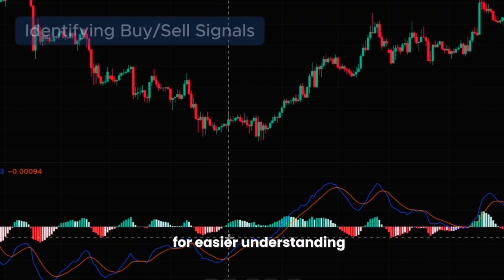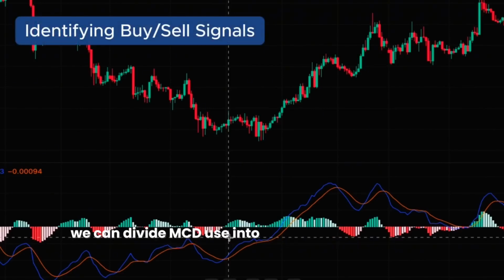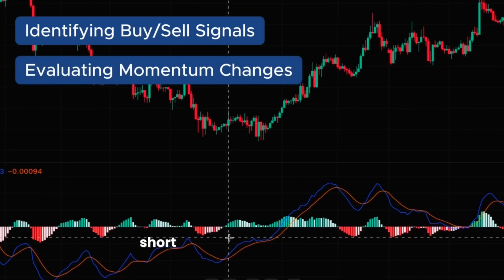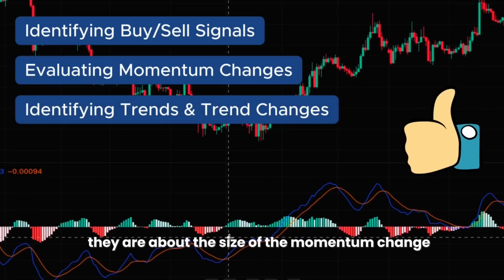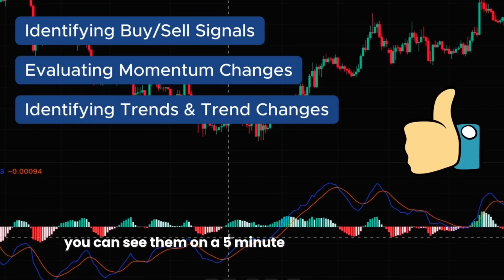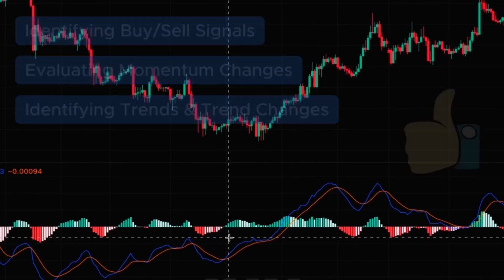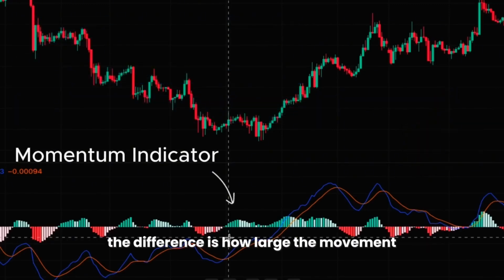For easier understanding, we can divide MACD use into three types of momentum changes: short-term, mid-term, and long-term. These are not about the chart time frame. They are about the size of the momentum change. You can see them on a 5-minute chart or on a daily chart. The difference is how large the movement is and how far the indicator should react.